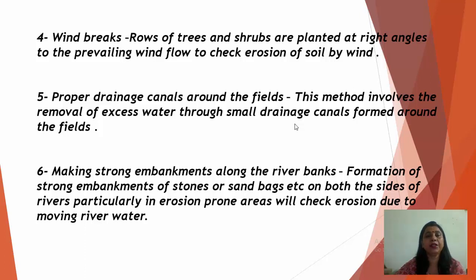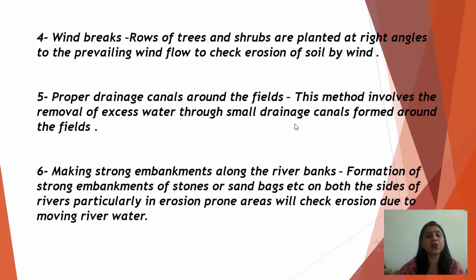Next is proper drainage canals around the fields. This method involves the removal of excess water through small drainage canals formed around the fields. ये छोटे छोटे canals बना दिए जाते हैं जिससे कि जो excess water है field का वो निकाल दिया जाए.